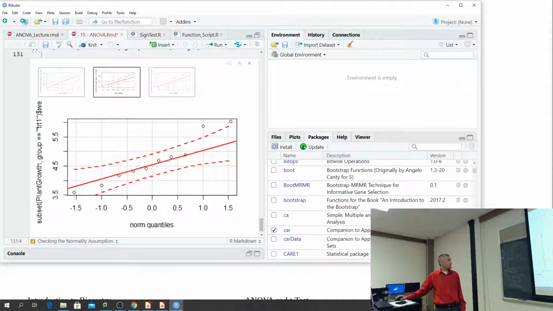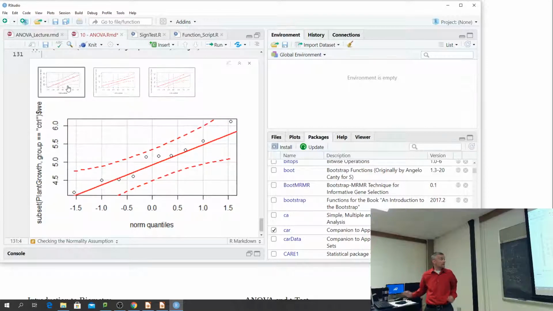How do I know it's treatment 1? Check the axis. It says TRT1. All right, it's a subset of plant growth TRT1. And it's really just those 2 points at the end. 2 out of 10, it's 20%, but we still only had 10 data points. And when you take a look at the other 2 groups, they all look pretty good.